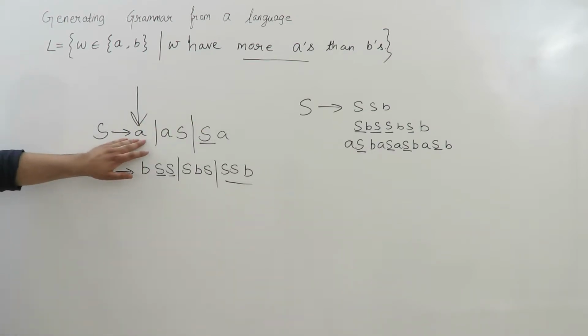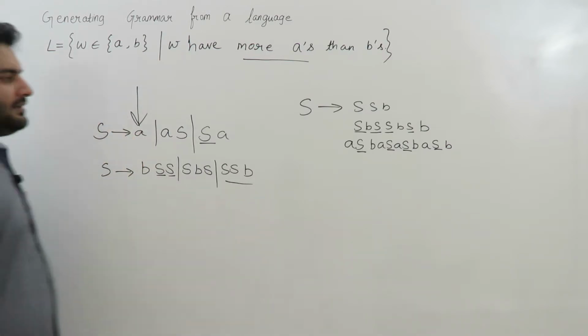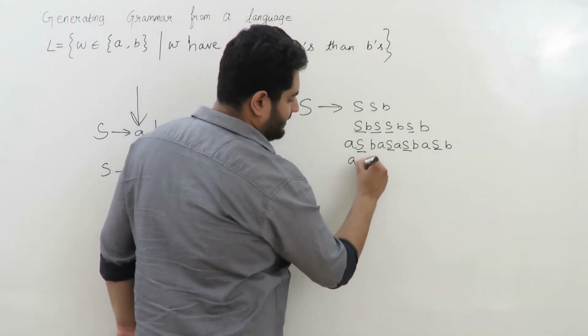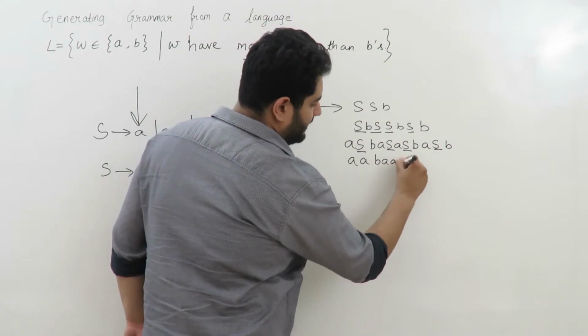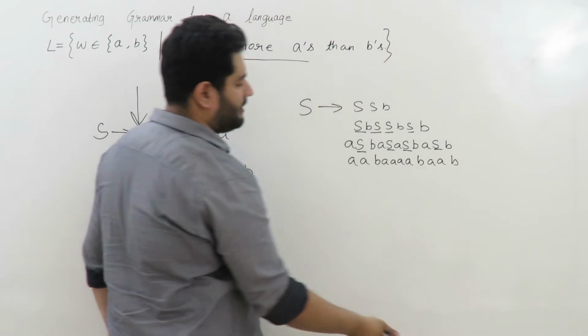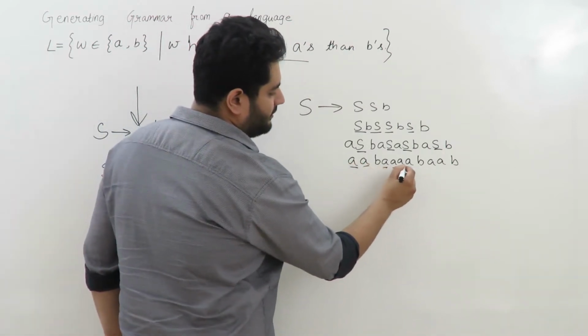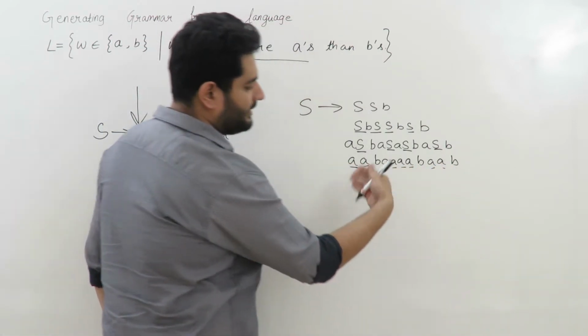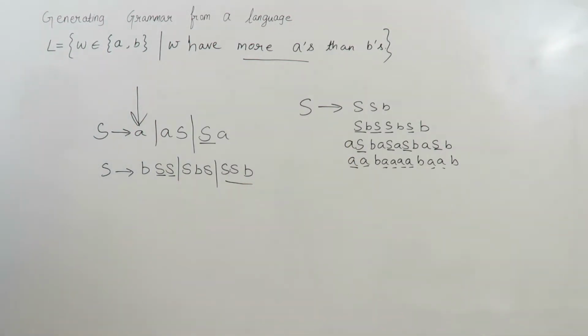As we have introduced this most important production, S derives A, this will terminate the string here: AAB, AAA, B. Count 1, 2, 3, 4, 5, 6, 7, 8. There are 8 A's and only 3 B's. The number of A's is more than the number of B's.